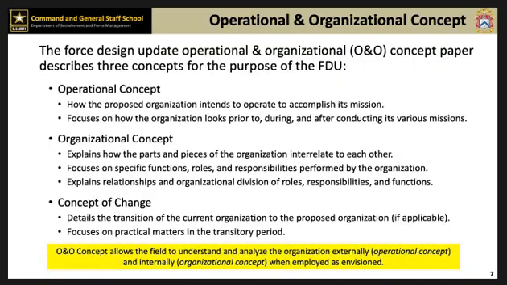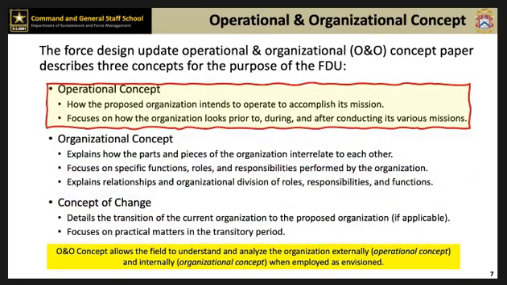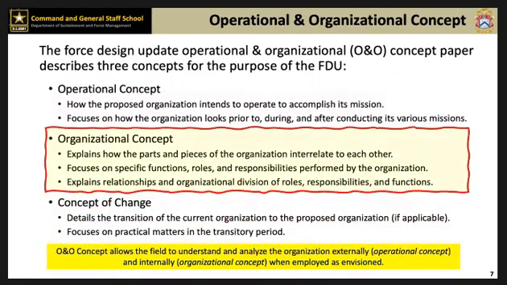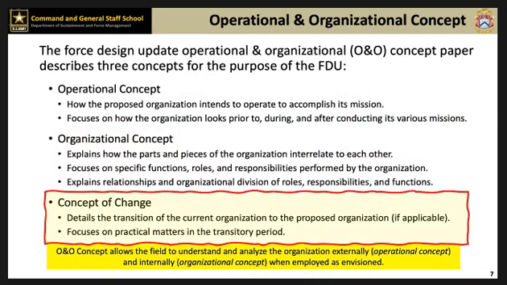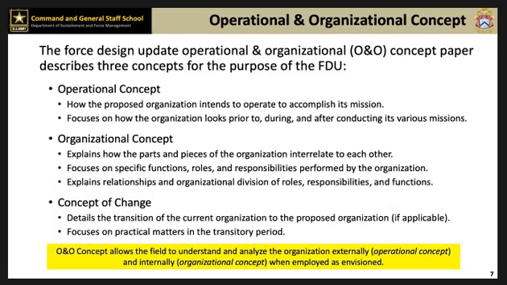The Operational and Organizational Concept Paper, or O&O, describes three concepts. The operational concept explains how the organization will accomplish its mission. The organizational concept describes how the parts of the organization interrelate. The concept of change, if applicable, details how the current organization will transition to the proposed organization. The bottom line is that the O&O explains how the organization works both internally and externally.